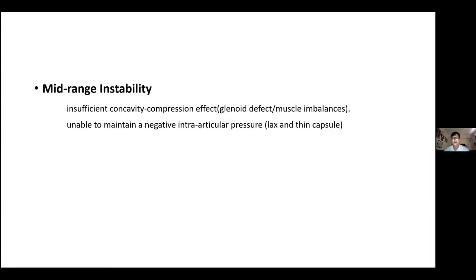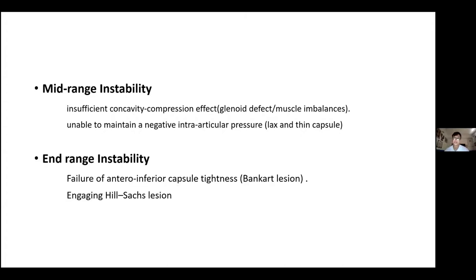So there is something called a mid-range instability, when the shoulder is in the mid-arc of motion, and there is end-range instability. This mid-range instability is mainly due to insufficiency of the concavity compression effect. That may be due to a glenoid defect or due to a muscle imbalance or because of inability to maintain a negative intra-articular pressure. That may be due to a lax and thin capsule, especially in MDIs, multidirectional instability.